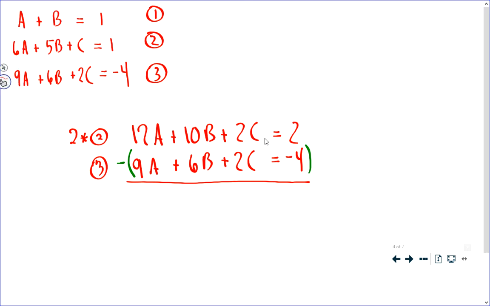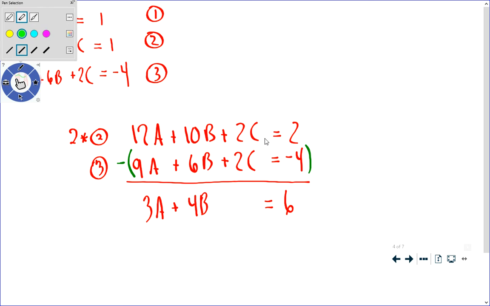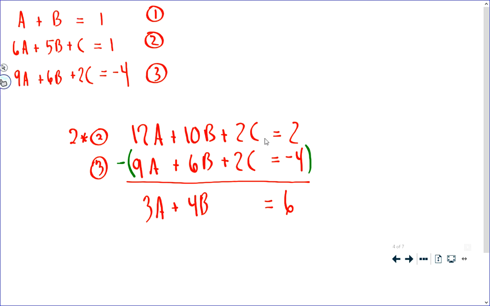12a minus 9a is 3a. 10b minus 6b is 4b. And this is equal to 2 minus -4, which is 6. The thing I want to point out to you is what we've just done is we have gone from having a system of 3 equations with a, b, and c to a system of 2 equations with only a and b.